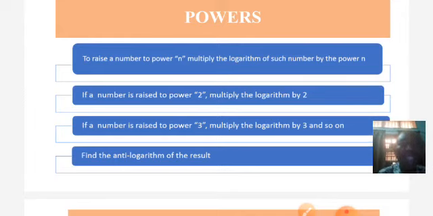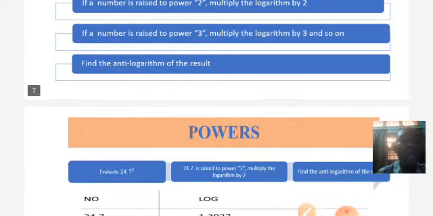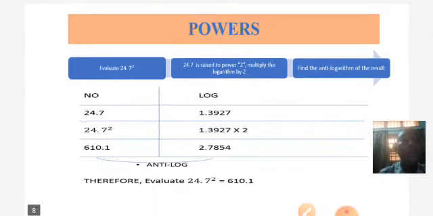So by standard, if it is raised to power of n, that means you find the logarithm of that number and multiply it by n. Like I said here, if it is 3, after getting the result, you multiply it by 3. And after that, you now find the anti-logarithm of the result. Let's see an example of what we are talking about.